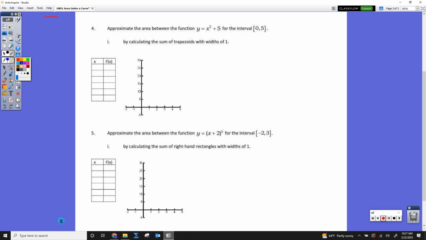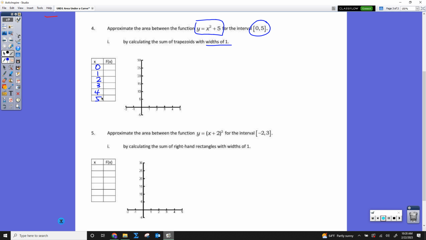So it says approximate the area. Here's our function, y equals x squared plus 5, and it tells us our interval from 0 to 5 by calculating the sum of trapezoids with widths of 1. So widths of 1, pretty simple. We're going to go over here to our table. First x value in our interval is 0. And then since it says widths of 1, that means our next x value will be 1. We continue our process. 2, 3, 4, and 5. So now we have our x values for our problem.